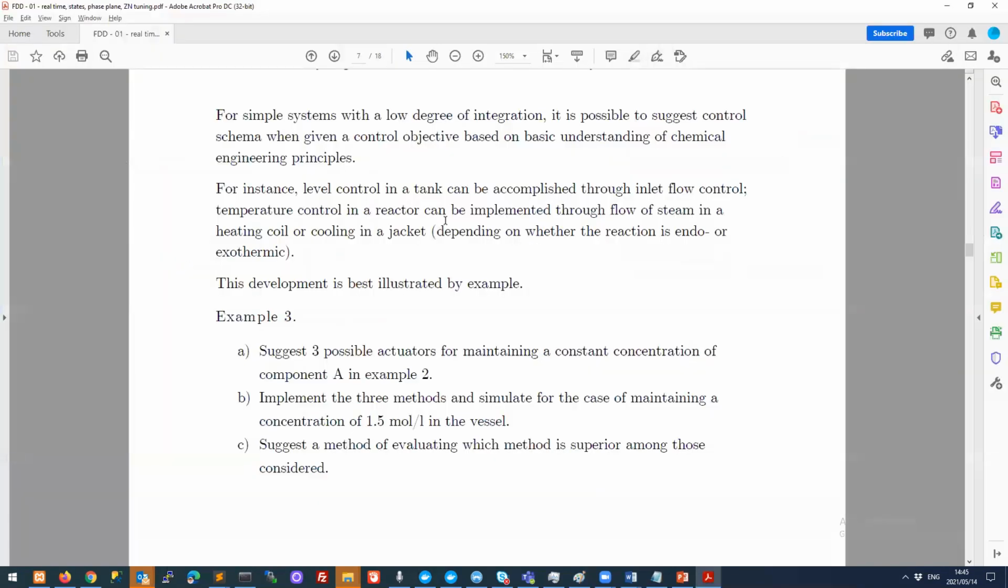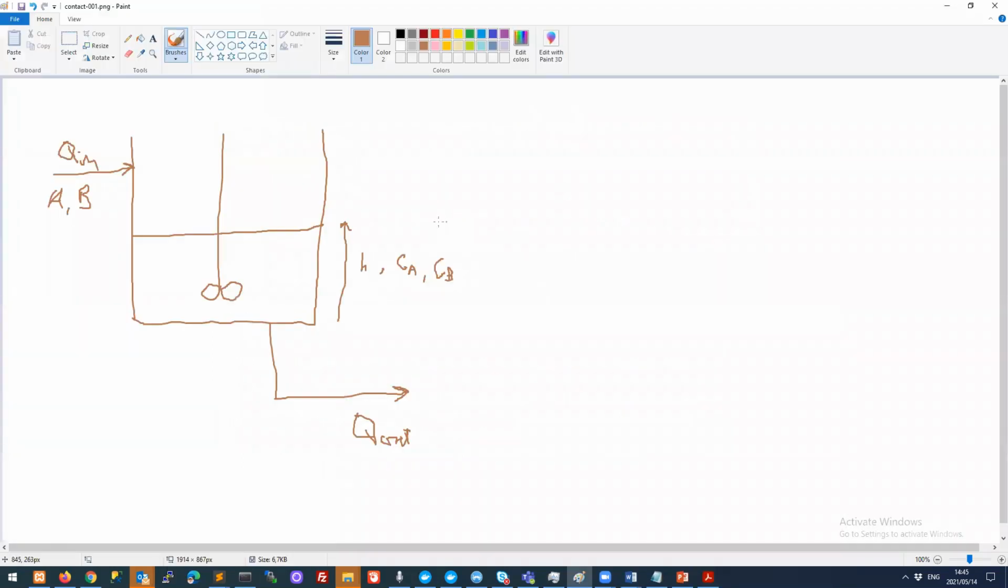Now, let's think about the situation where that's not the case. Three possible actuators. In other words, what are the things you could do to keep a concentration constant? Let's say we had another stream entering here as well, and let's say we couldn't control the stream. Let's say this contains some diluent C, and let's call that Q2. There's some flow of C in here, and as the C concentration changes, that's going to change the concentration of A in the space.